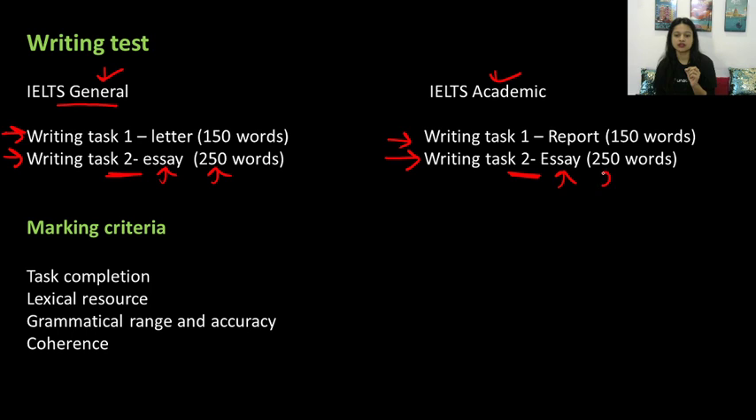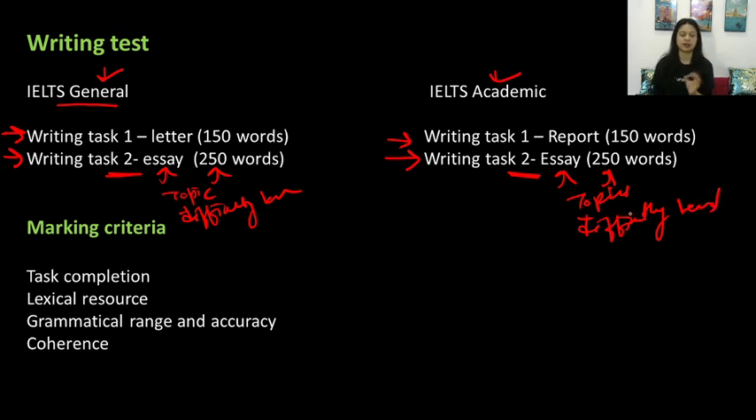250 words, 250 words. What is different? Topic and difficulty level. Topics will be different, and difficulty level will be different. So this is the difference here. Now, task 1 in the general training exam is letter writing, 150 word limit. Task 1 in the academic exam is report writing, same 150 words limit.